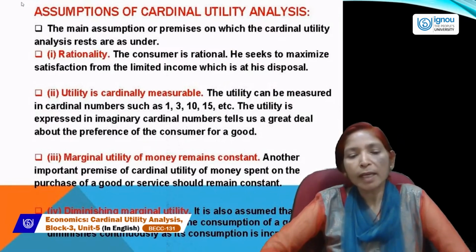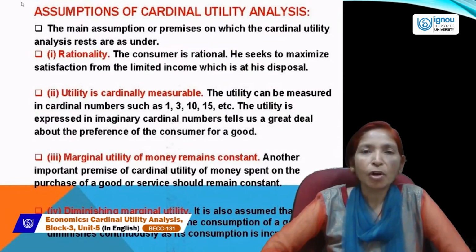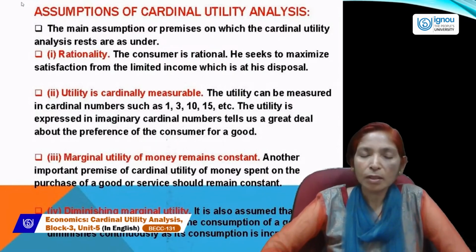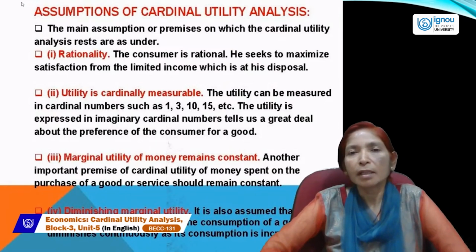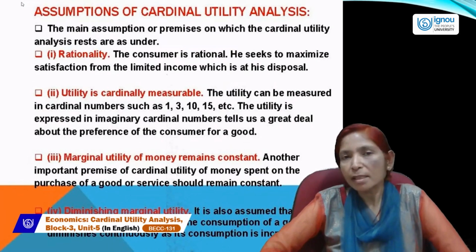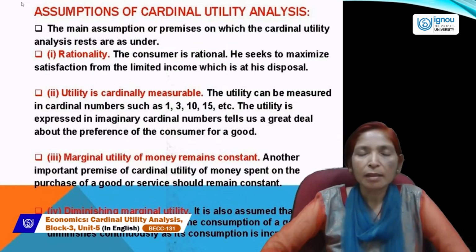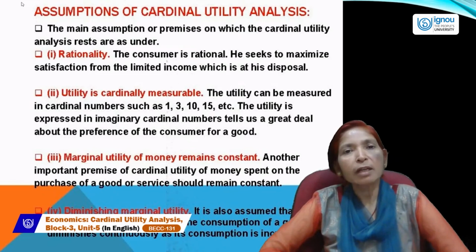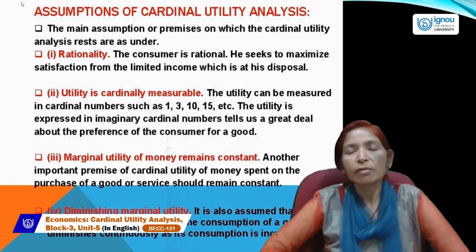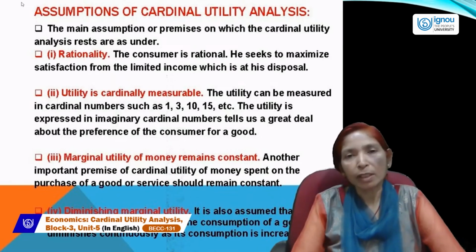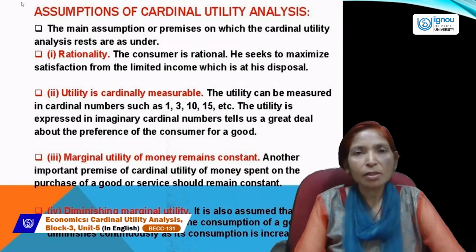It is also assumed that the marginal utility which we obtain after the consumption of a commodity diminishes continuously as its consumption increases. In other words, as we increase the number of units of a single commodity continuously, the satisfaction which we derive from the consumption of that commodity starts falling. That is called the law of diminishing marginal utility. So these are the assumptions of cardinal utility analysis.